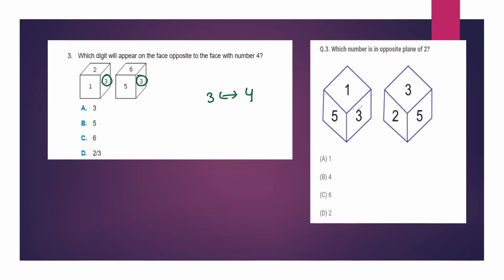Similarly here, if you see 3 and 5 are common. So 1 and 2 are opposite. So definitely the answer for here is 1. Similarly, the answer for here, they are asking 4, so 3. Like that, it is very, very simple. Just a glance and you can get the answer.